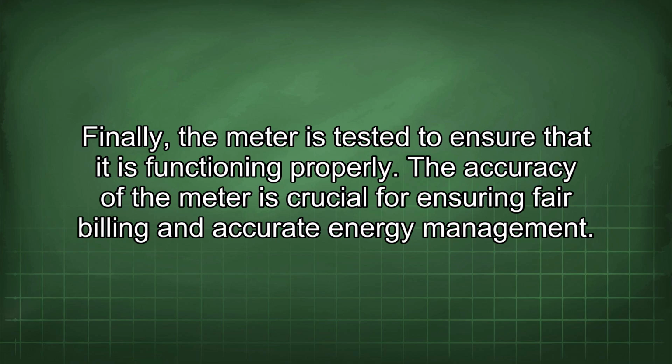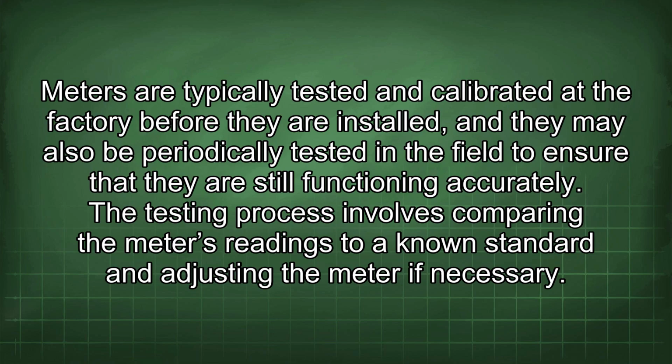The accuracy of the meter is crucial for ensuring fair billing and accurate energy management. Meters are typically tested and calibrated at the factory before they are installed, and they may also be periodically tested in the field to ensure that they are still functioning accurately. The testing process involves comparing the meter's readings to a known standard and adjusting the meter if necessary.